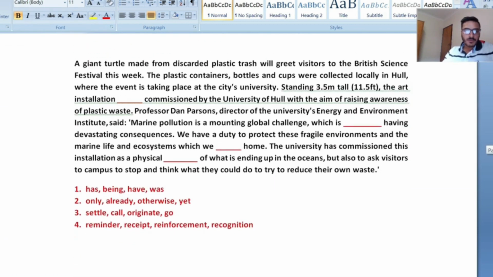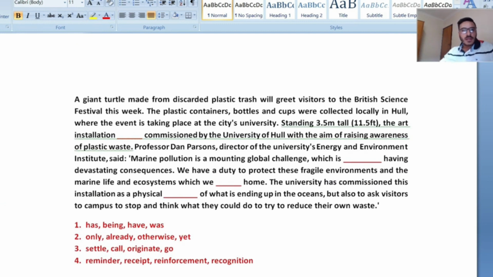Right? Now moving to the last question. A giant turtle made from discarded plastic trash will greet visitors to the British Science Festival this week. The plastic containers, bottles, and cups were collected locally in Hull, where the event is taking place at the city's university. Standing 3.5 meters tall, and the art installation dash commissioned by.